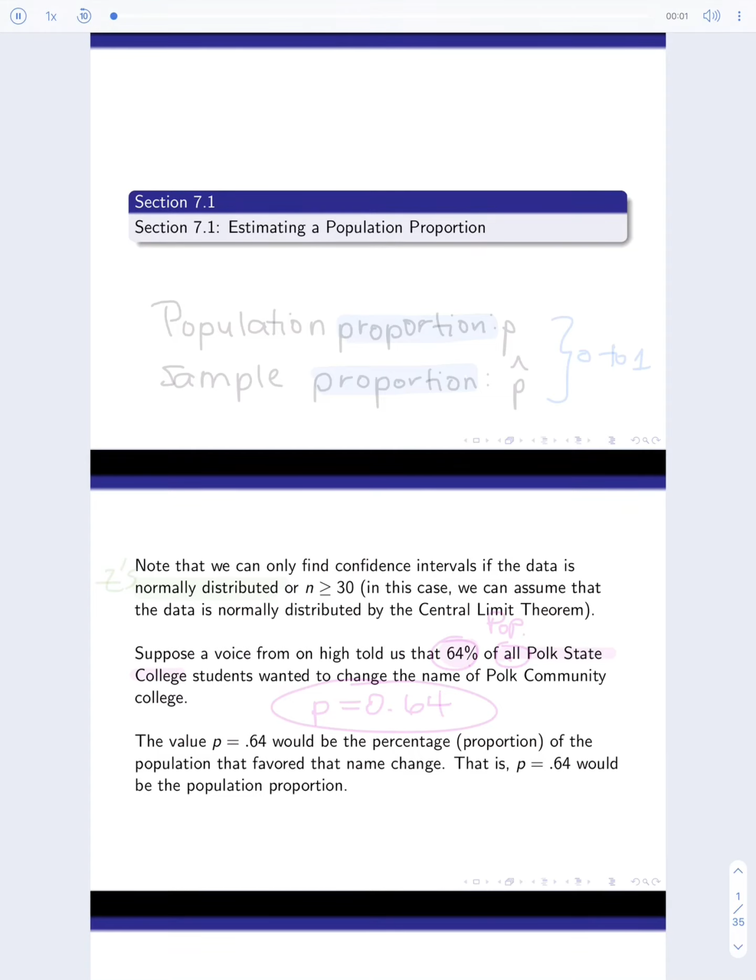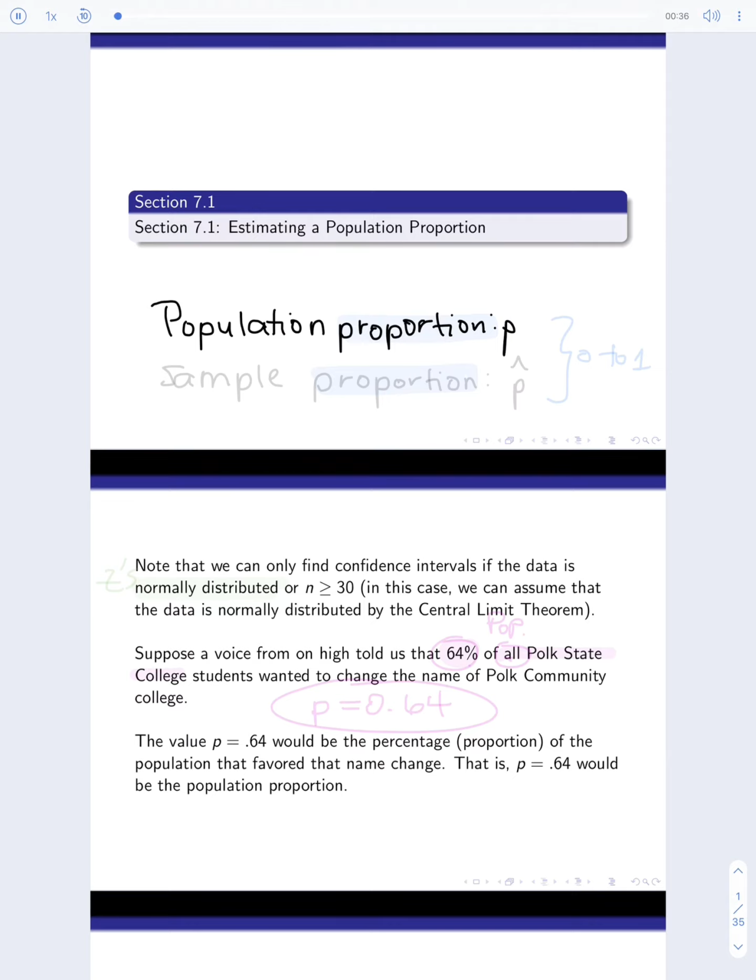Section 7.1, what we are going to look at is estimating something for a population proportion using a sample. Mainly what we'll look at is creating what's called a confidence interval. So the idea behind a confidence interval is that we want to say something about the population proportion, and we'll call that P.